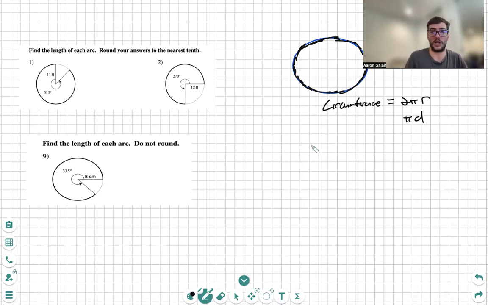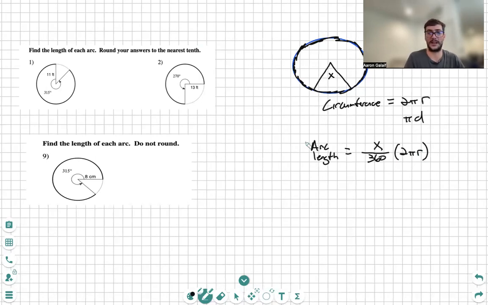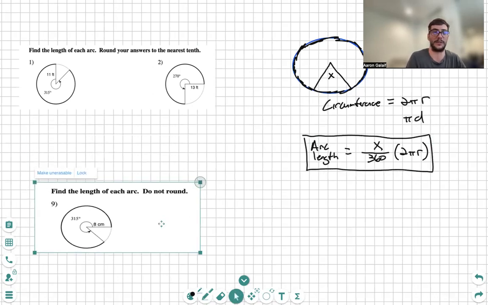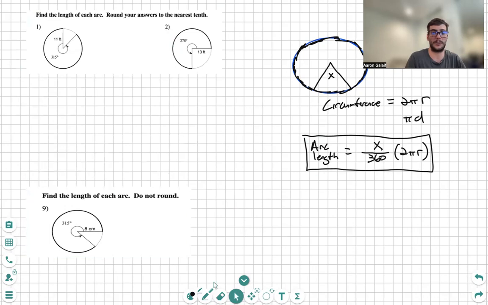So the arc length is just a piece of that, based on the same thing we were doing before, where we have a central angle. We know that the total angles added up is 360. So our arc length is x over 360 times 2 pi r. That's it. That's our formula. We're going to apply this to the 3 problems we have on the left. Let's start with number 1.